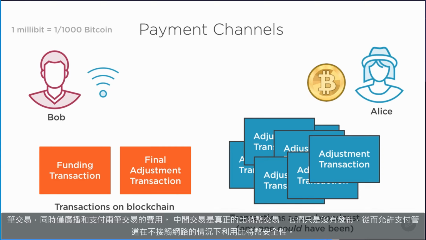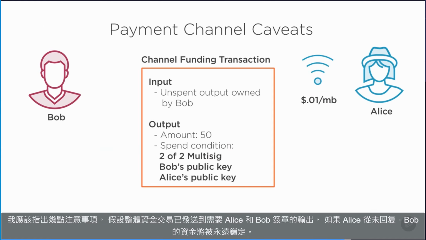The middle transactions are real Bitcoin transactions, they're just not posted, allowing payment channels to leverage Bitcoin security without touching the network. There are a few caveats I should point out. Consider that the overall funding transaction was sent to an output that required both Alice and Bob's signatures. If Alice never responded, Bob's funds would be locked away forever.